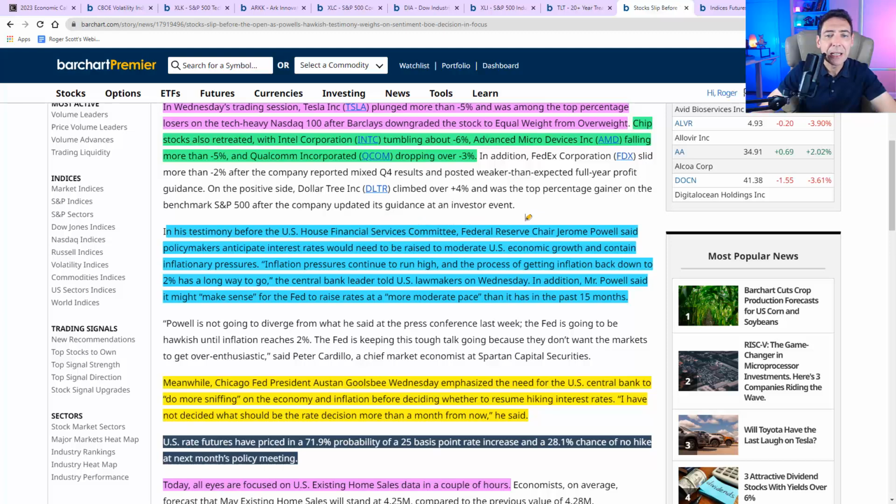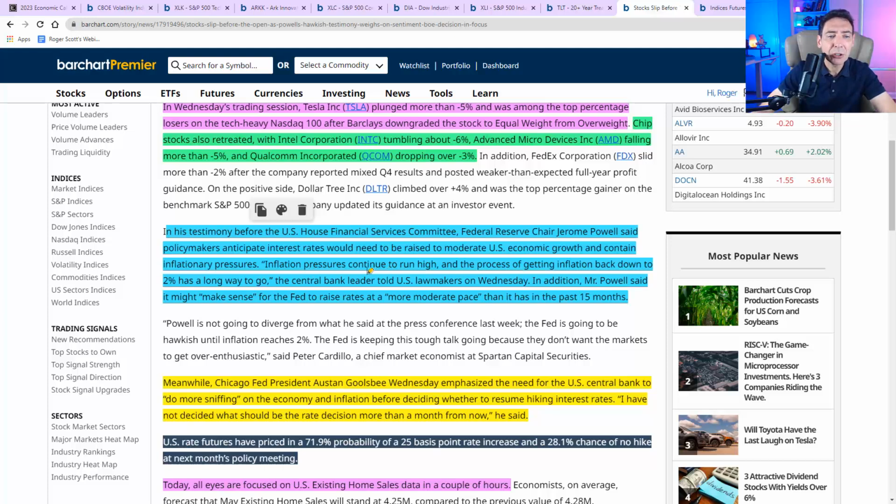House Financial Committee, Mr. Squirrely said policymakers anticipate interest rates would need to be raised to moderate U.S. economic growth. Why couldn't he say that 6 weeks ago? Did anything really change? No. And contain inflationary pressure. Inflation pressure continues to run high. And the process of getting inflation back down to 2% has a long ways to go. Yes, he's finally coming to it.